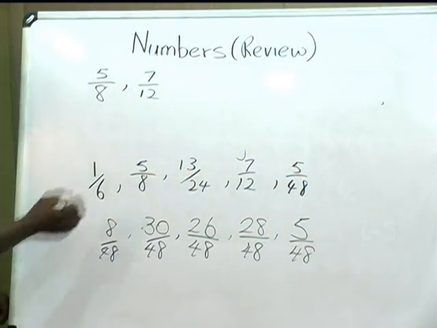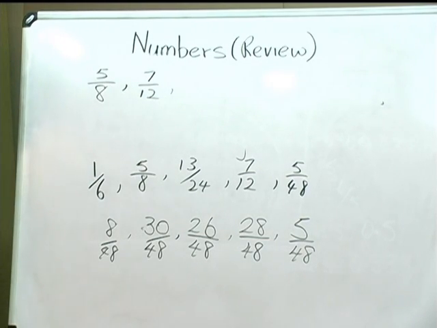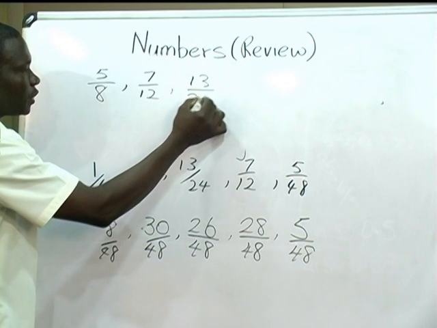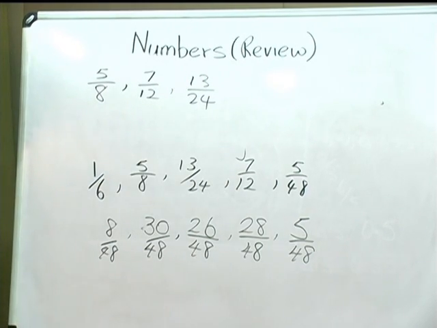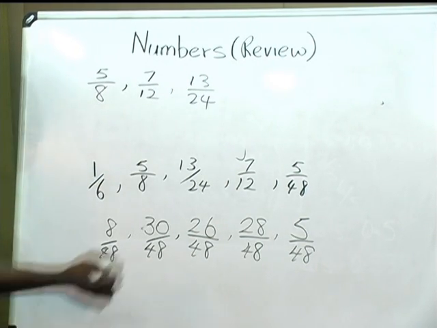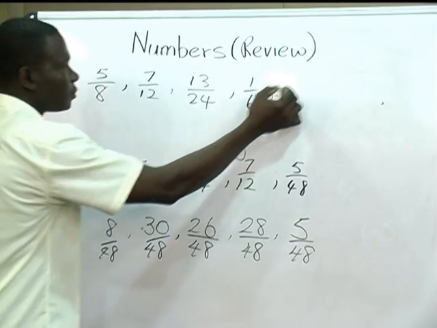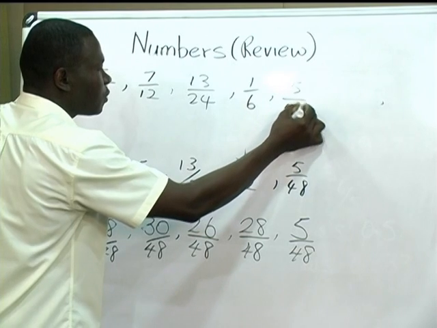Good, I guess you're finished. So which is the next number? Which of these? 13 over 24, followed by 6, followed by 5 over 48. The last number, 5 upon 48.